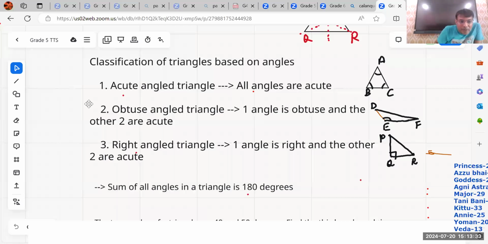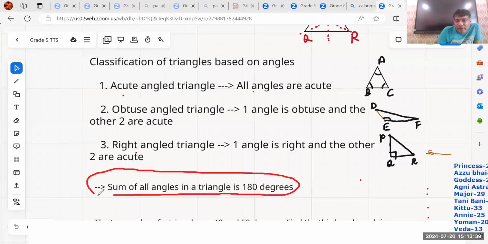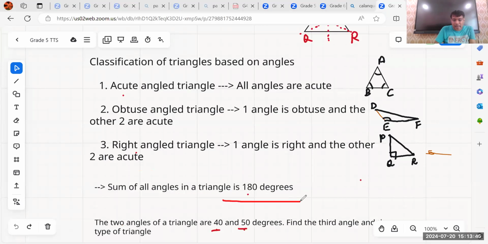Next. So everyone note down this line. The sum of all angles in a triangle is 180 degree. Everyone noted? Everyone understood? I have to explain, guys, that the sum of the three angles is 180. Understood, sir. Understood. So solve the next question that is on the screen.